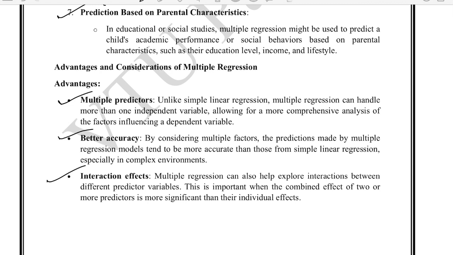The multiple predictors is mainly, you can say, can handle more than one independent variable, allowing a more comprehensive analysis of the dependent variable. Because obviously your dependent variable is depending on the independent variable. The more the number of independent variables, the better the performance. Next is better accuracy. How? Because you are getting multiple regression models, and again in a complex environment, it will give you much more proper results.